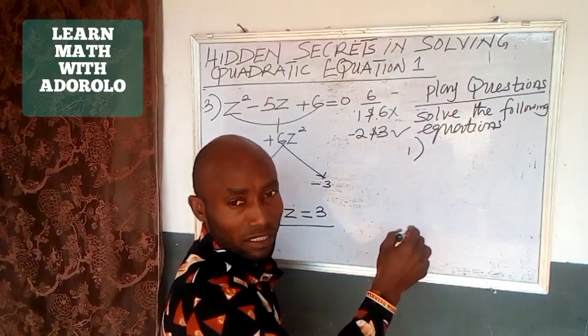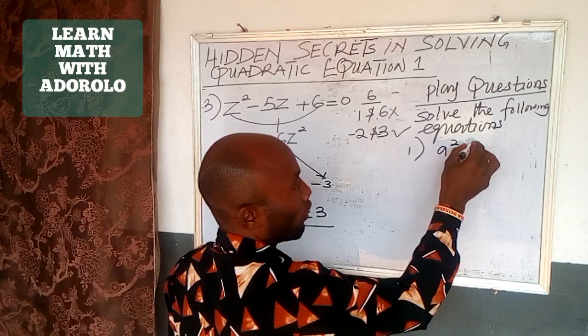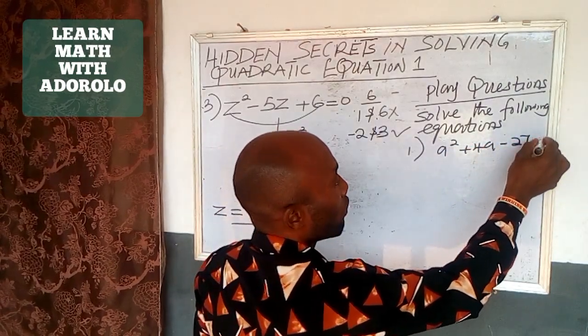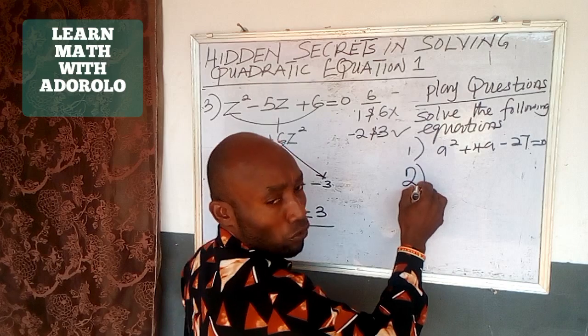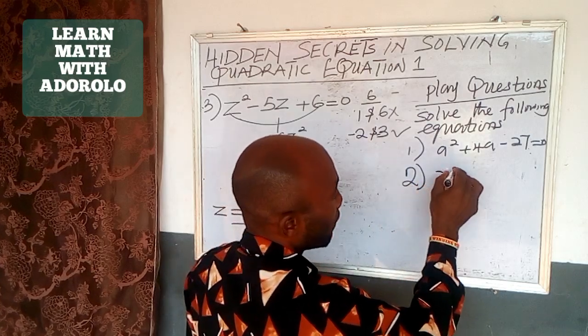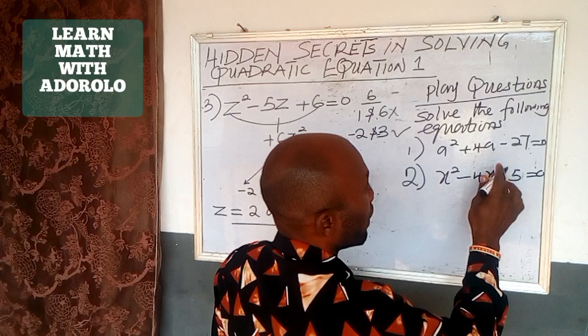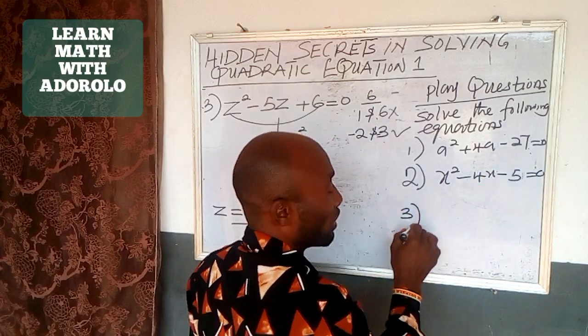Number 1 is a squared plus 4a minus 27 is equal to 0. Number 2 is x squared minus 4x minus 5 is equal to 0. Yes, -5. And the third one is this.